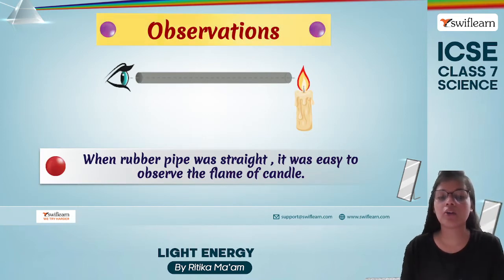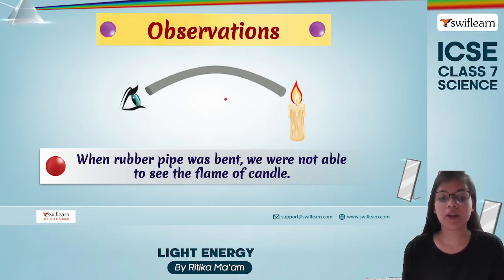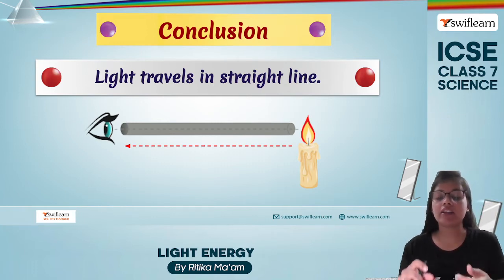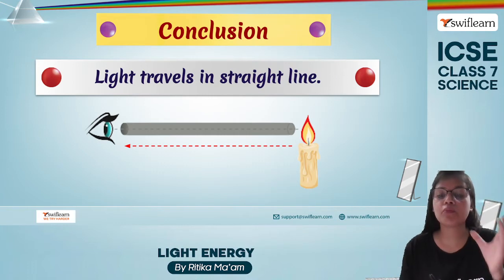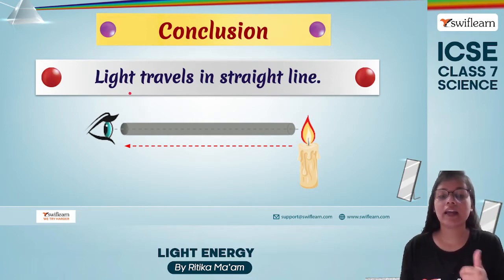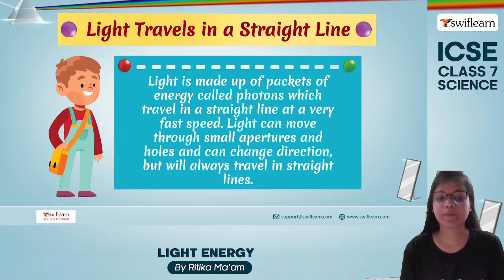So what are our observations? When the rubber pipe is straight, it's very easy to observe the flame. But once we tilt the rubber pipe, we are not able to see the candle flame. Now, why does this happen and what does it prove? It happens because we cannot see light from a bent rubber tube, which proves that light only travels in a straight line. It cannot move through the bends. So the conclusion is that light travels in a complete straight line.